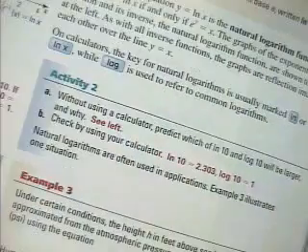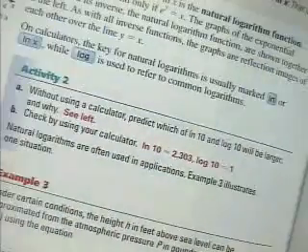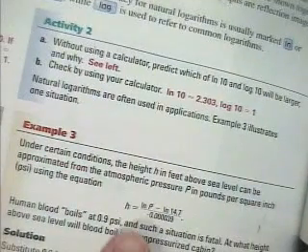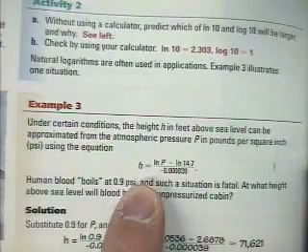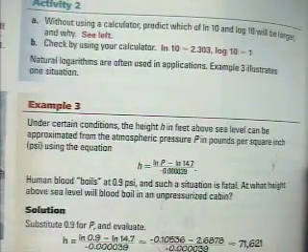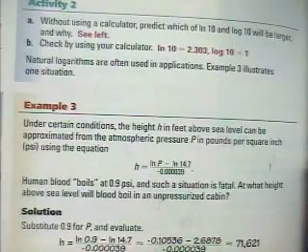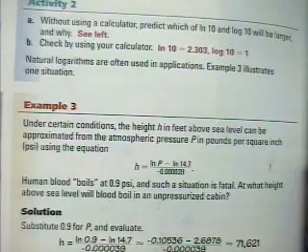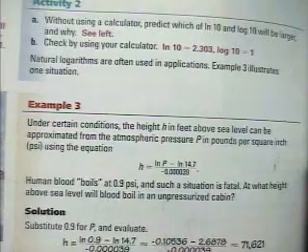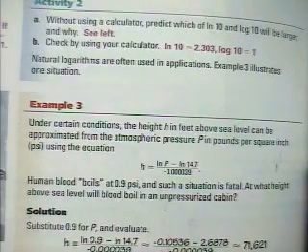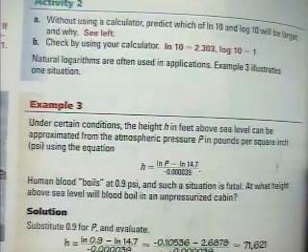Okay, so one of my favorite examples is coming up. And so I'll read it to you from the book here. Hopefully you can still see that. Tilt the book just a little bit right there. Okay. Under certain conditions, the height in feet above sea level can be approximated from the atmospheric pressure P in pounds per square inch, PSI for short, using the equation blah. There it is right there.